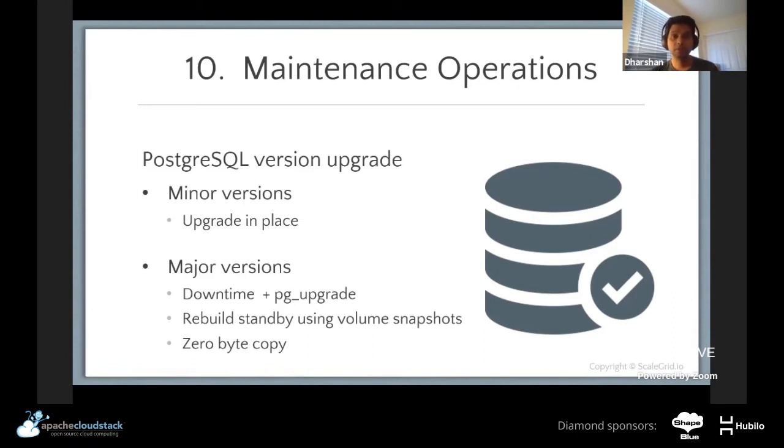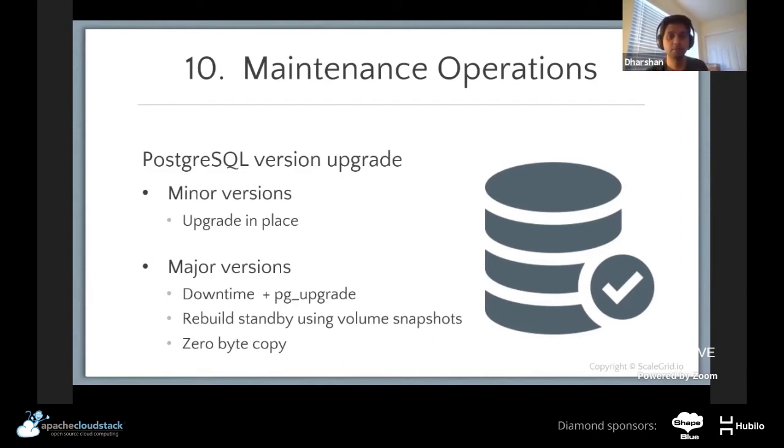So in Postgres, minor version upgrades, you can do in place. Essentially, it will be like a rolling operation, very similar to what we talked about with scale. You will take down one node, upgrade the node, bring it back up, then wait for it to sync up, and then move on to the next node. So you can do a pretty much online minor version upgrade.